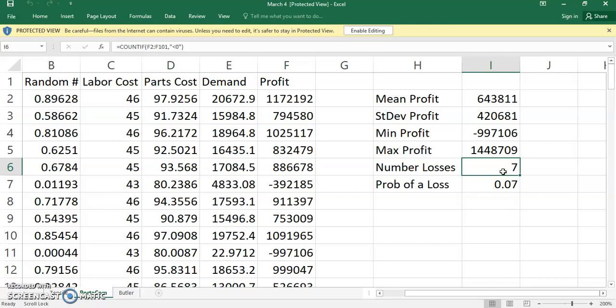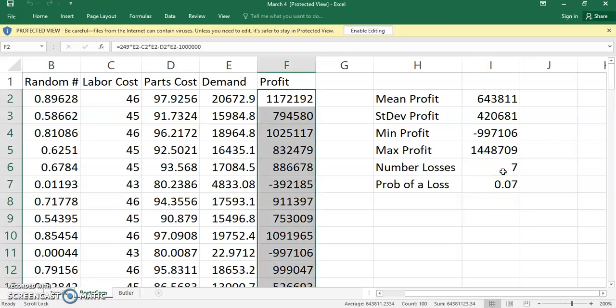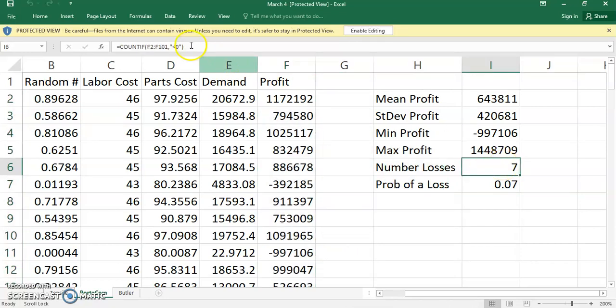The number of losses, you might not have seen this command before. It's the COUNTIF command. So the COUNTIF command, if you look in the formula bar, it says COUNTIF, so that means count the number of cells in column F, so F2 through F101, that are less than 0. So this is all the profits that are less than 0. And I got 7. As far as the probability of that loss, it would just be the number of losses divided by the total number of trials, which for us was 100. So there's a 7% chance that they're actually going to lose money over the next year based on these 100 simulations.